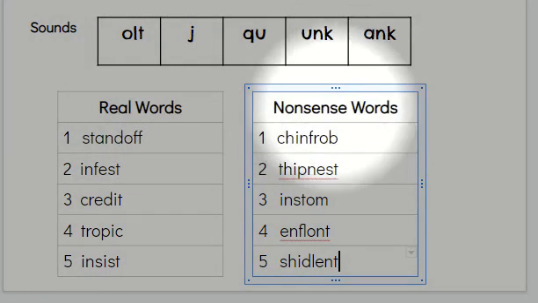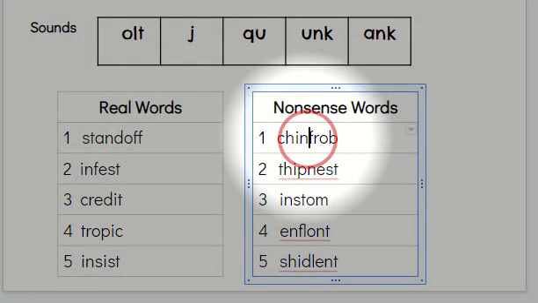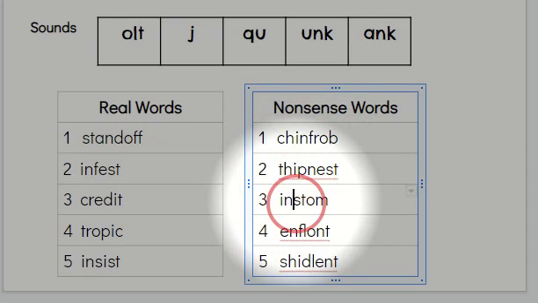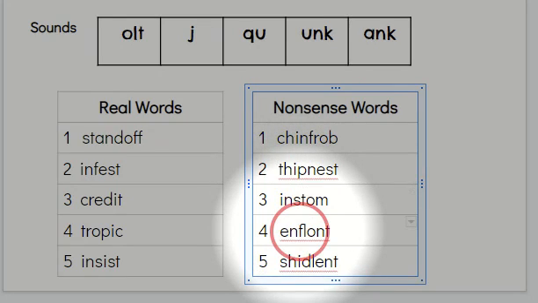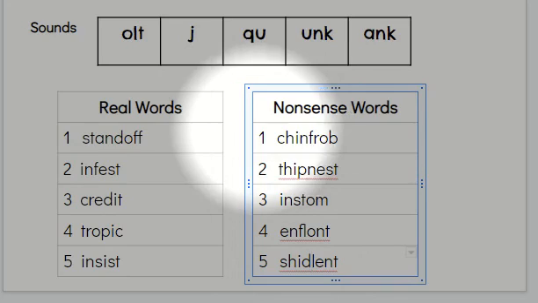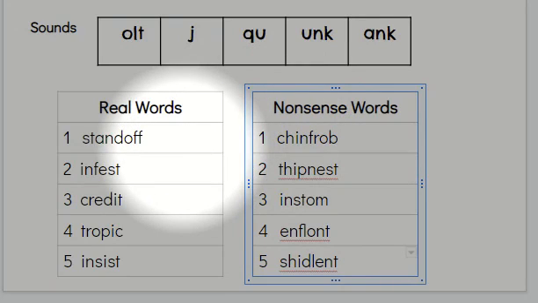All right, let's read those together. Here we go. Number 1, chin frab. Thip nest. Instom. Enflaunt. Shid-lent. How'd you guys do? Let's move on to sentences.